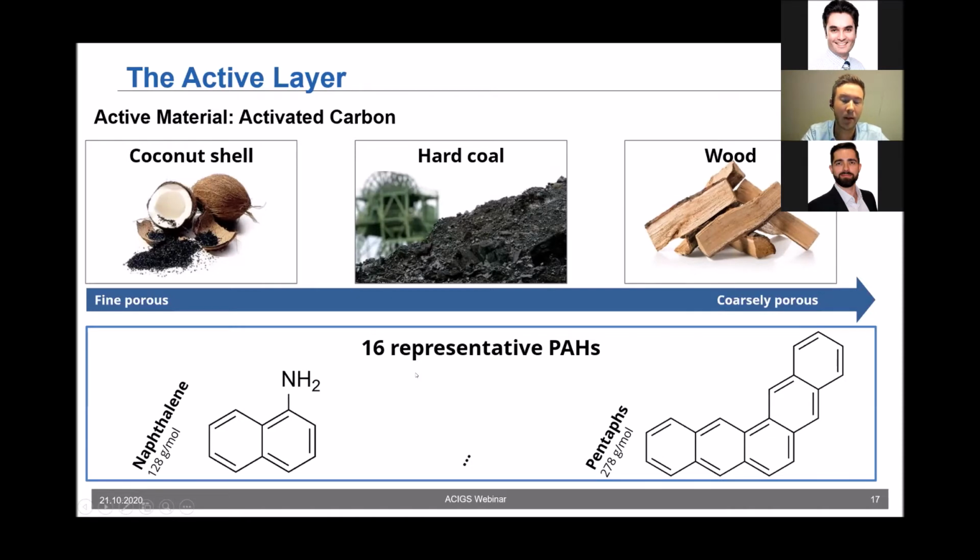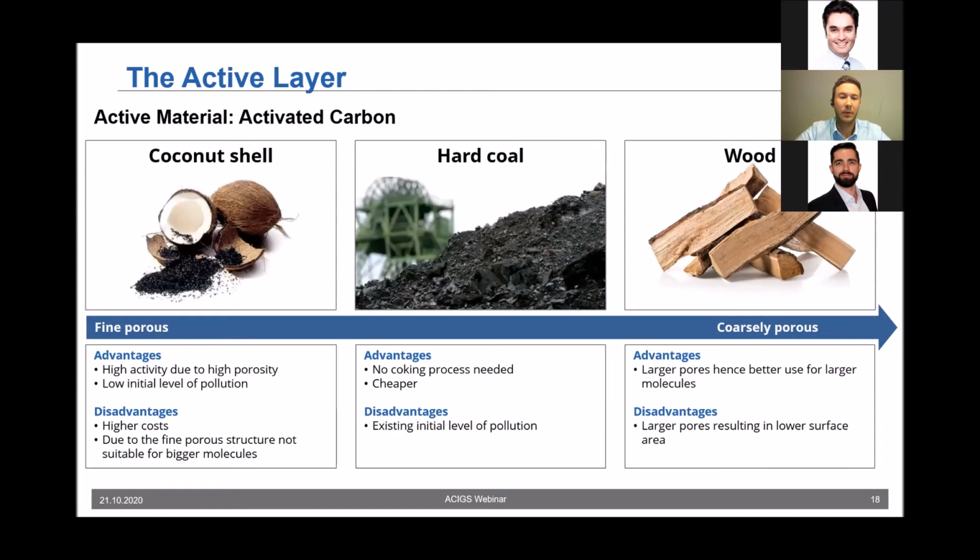So when you know, okay, I have this small contamination in my sediments, then it's better to use an activated carbon with a fine porous structure. This can be an activated carbon made from coconut shells. And when you, on the other side, know that you have more of the large molecules, then it might be better to use an activated carbon made from hard coal or made from wood. Therefore, an activated carbon is not an activated carbon, and we really have to know what kind of contamination we have on site.